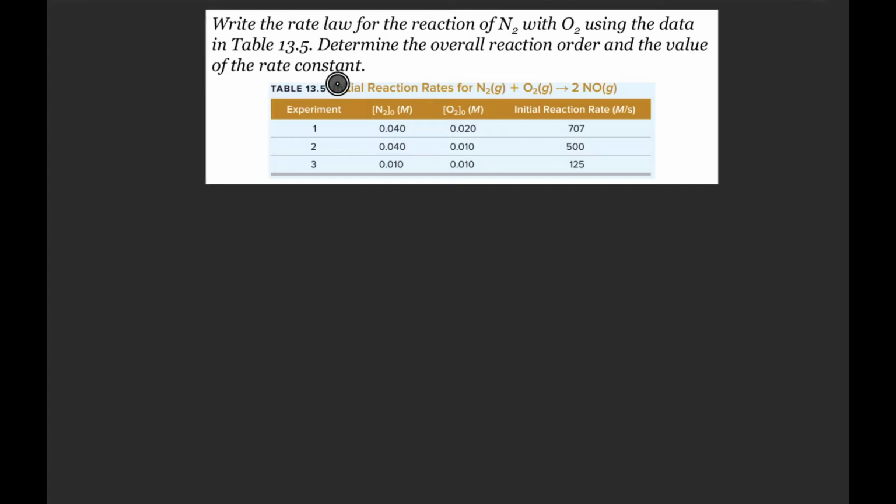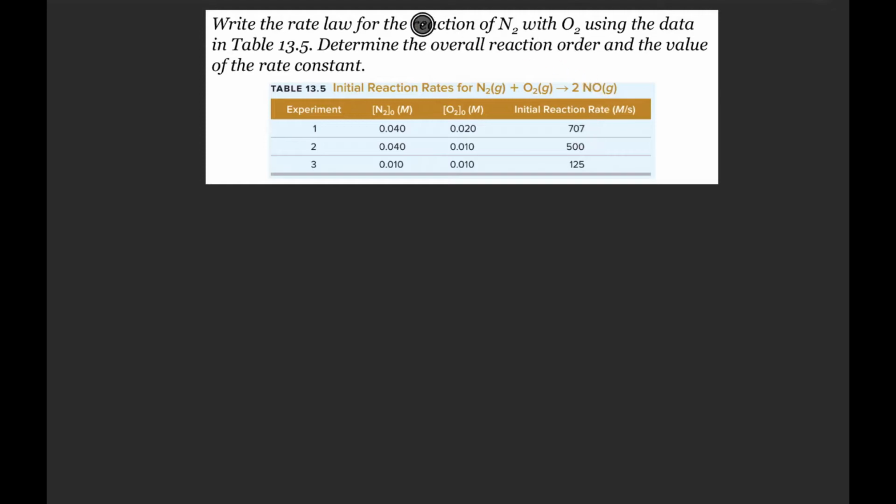The information that we're given in the table describes 3 different experiments where this reaction was performed and the initial reaction rate was measured. In each of these experiments, the initial concentration of the reactants was varied and the initial reaction rate was measured. It's very important that we actually specify the initial reaction rate here, because as this reaction occurs and the concentrations of the reactants decrease, we'll actually see a decrease in the reaction rate.